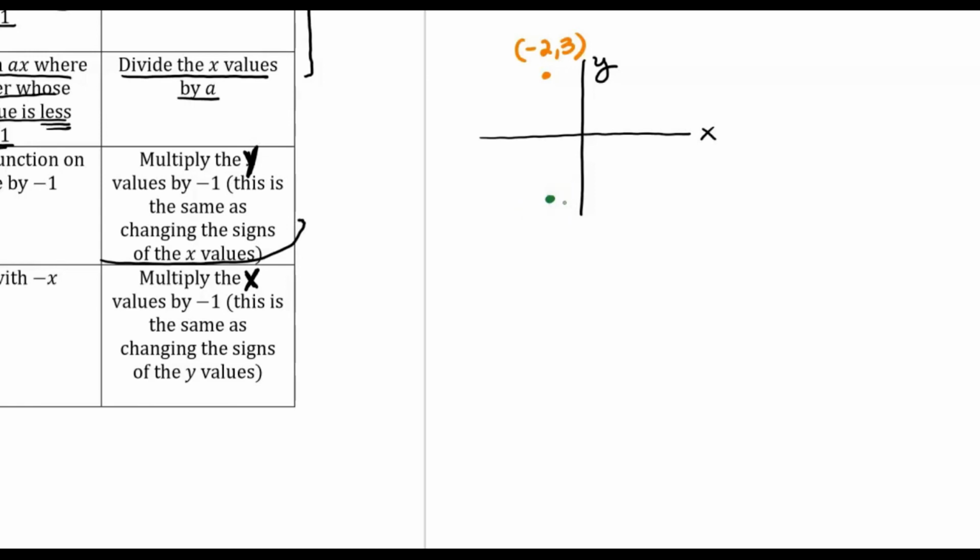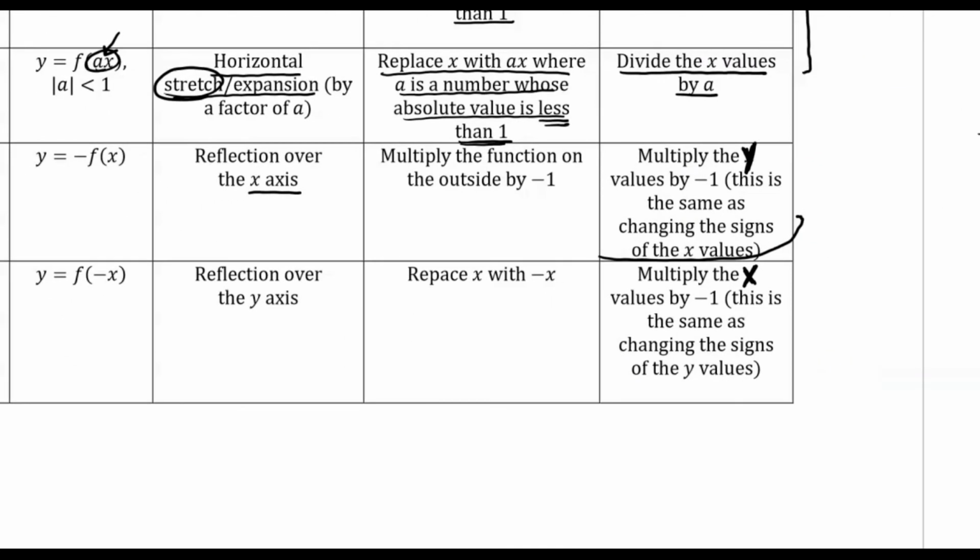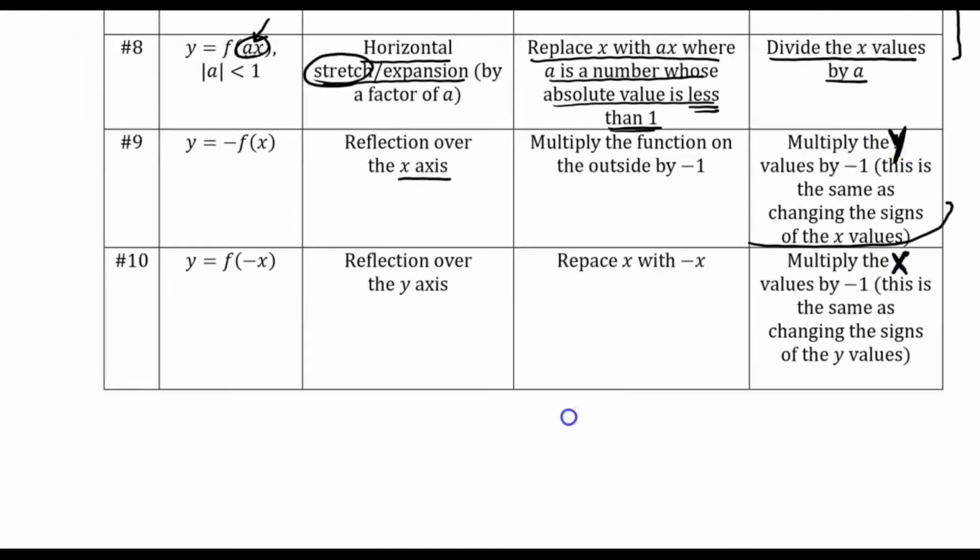And what's that new point in green? That's the point -2, -3. So the x value stayed the same. The x value is still -2, but it's the sign of the y value that's changing. We're going from a 3 to a -3. So flipping over the x-axis changes the sign of the y value. And if my little mistake here doesn't show you anything else, just know that math teachers make mistakes too.